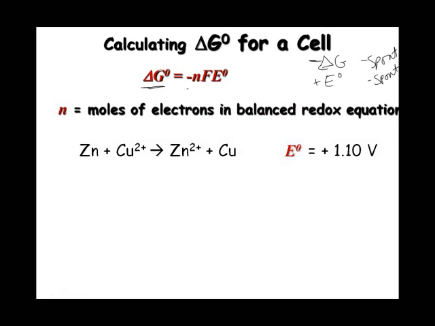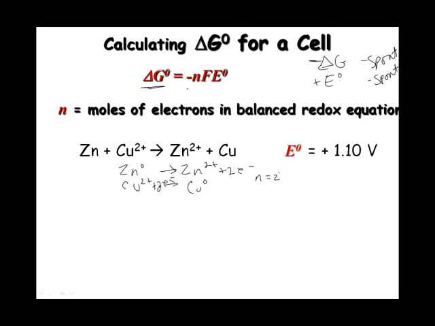Where n is the number of moles of electrons in a balanced redox equation. So let's take a look. If I have Zn 0 going to Zn 2+ plus 2 electrons, and copper 2+ plus 2 electrons going to copper 0, I've lost 2 electrons and gained 2 electrons. Sometimes, let's say this is just 1 electron, we've got to multiply this times 2. So whatever that gained and lost number of electrons is, that is your n. So in this case, n equals 2.